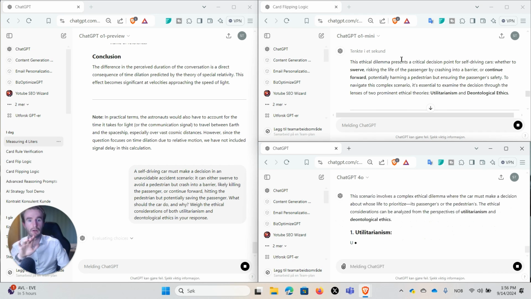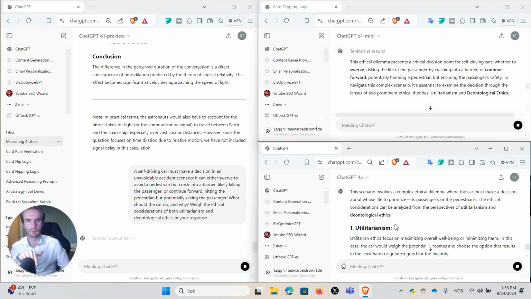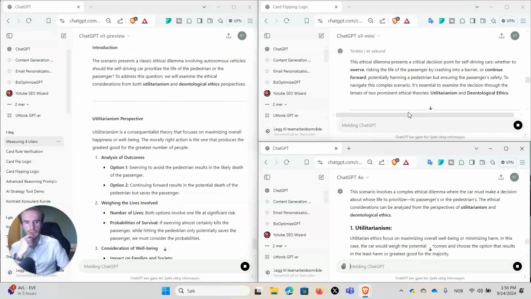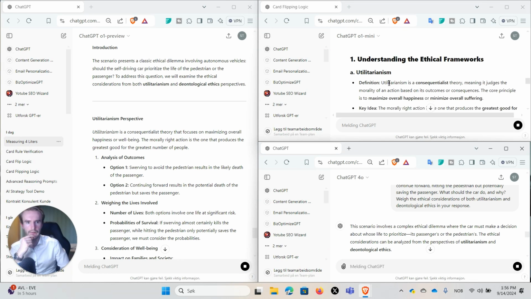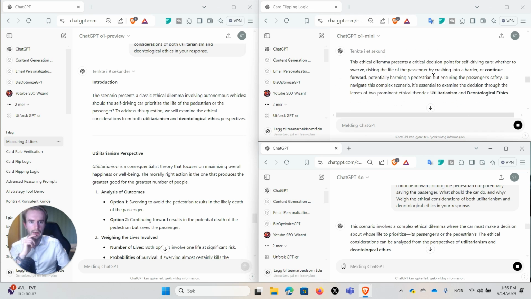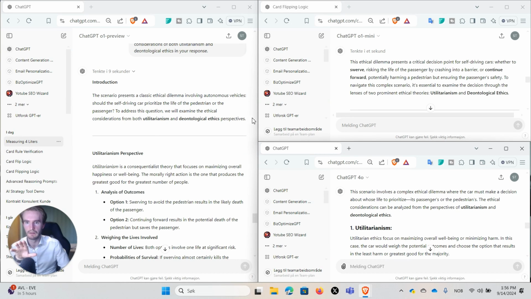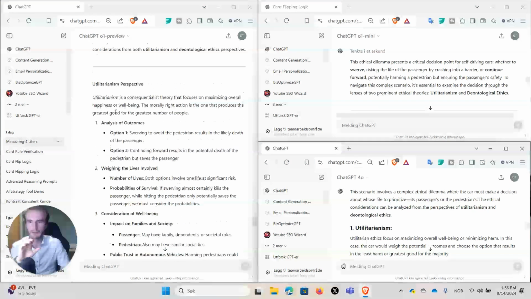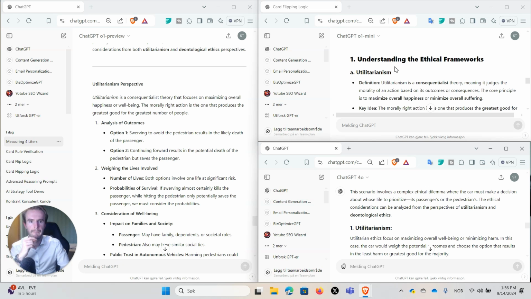So here immediately, O1 Mini actually produces results faster than 4.0, which is pretty interesting. Let's see how it goes about addressing this. Here it goes over to utilitarianism and deontological ethics. That is the same in all three. In this case, it's based in the same kind of frameworks for understanding ethics, and it goes into detail about the utilitarian perspective and the deontological perspective, and explains that thoroughly.